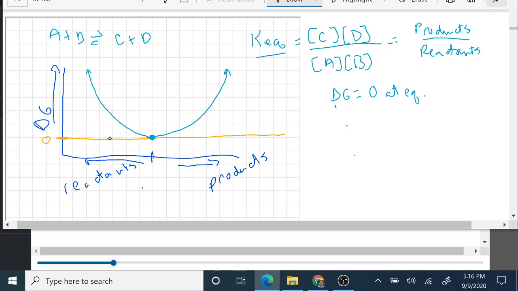Okay, so we also could have a situation where at equilibrium we have more reactants than products, okay? And that would be given by this. So as we increase our reactants, we're going to increase the delta G, and as we increase our products, we're going to increase the delta G.